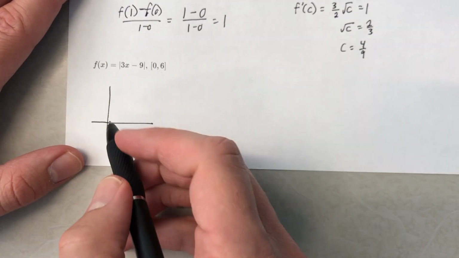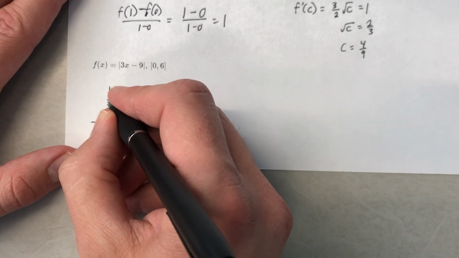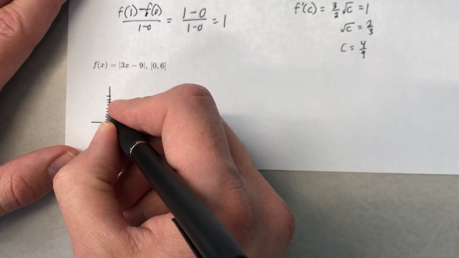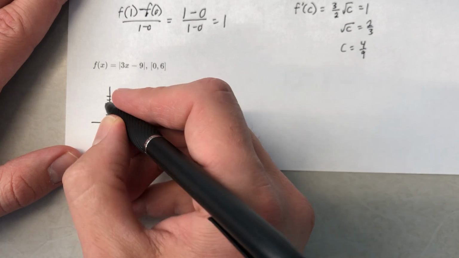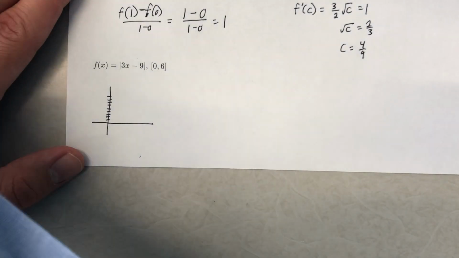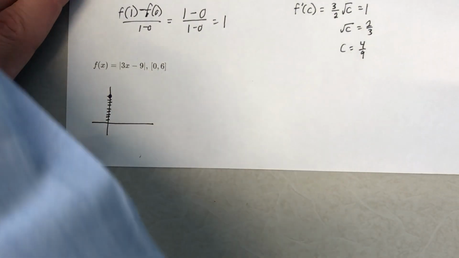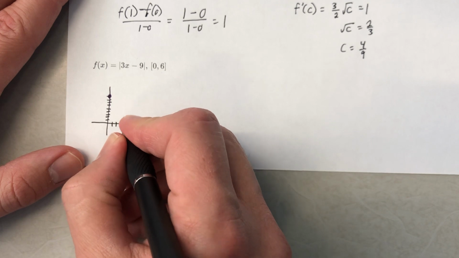If I plugged in 0, I'd get a 9. So 1, 2, 3, 4, 5, 6, 7, 8, 9. Did I count right? 1, 2, 3, 4, 5, 6. Woo! 1, 2, 3, 4, 5, 6, 7, 8, 9. I think that's 9. We're going to go with it. Here we go. We'll graph it in purple. And then go over to 6. 1, 2, 3, 4, 5, 6.